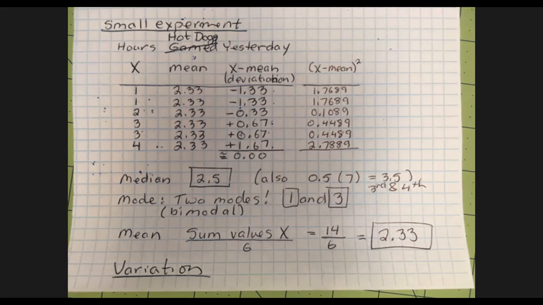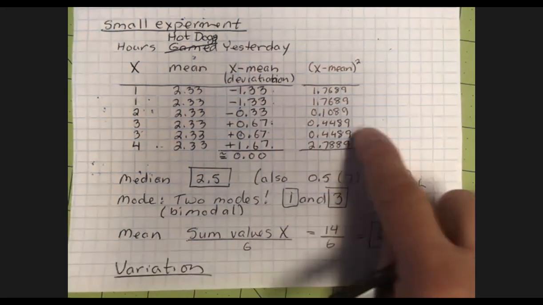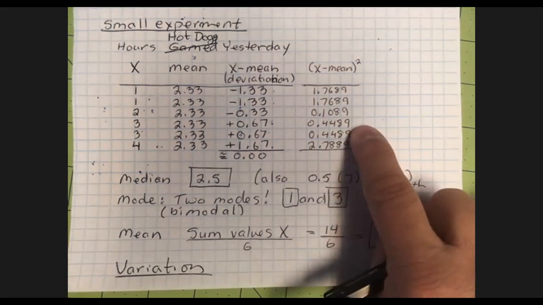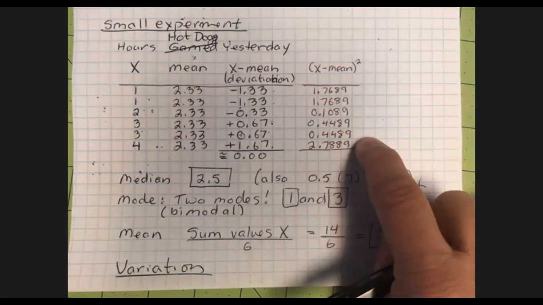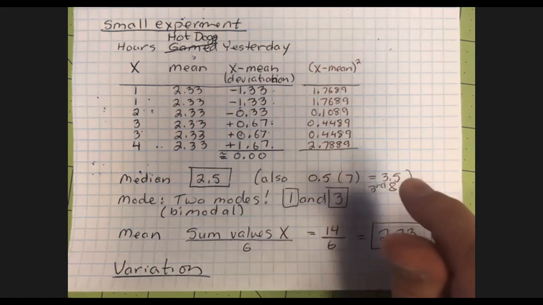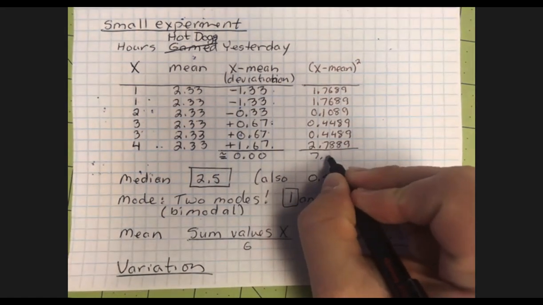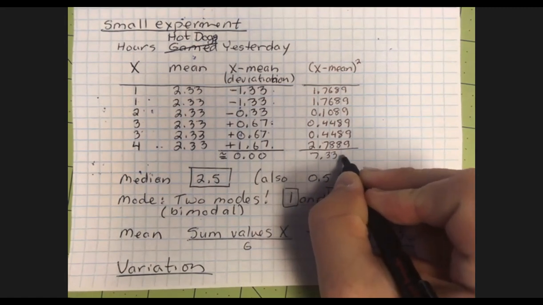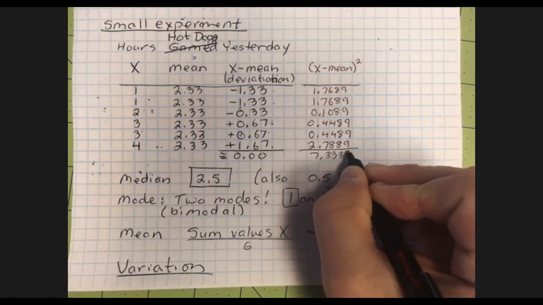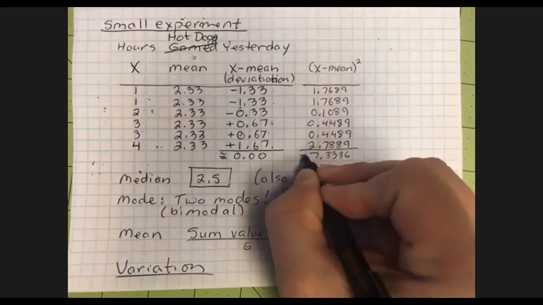Then I have 2 times 0.4489. And then I have this last number, which is a little larger, 2.7889. When I add these numbers together, I get 7.3336. Remember, I'm just approximating.